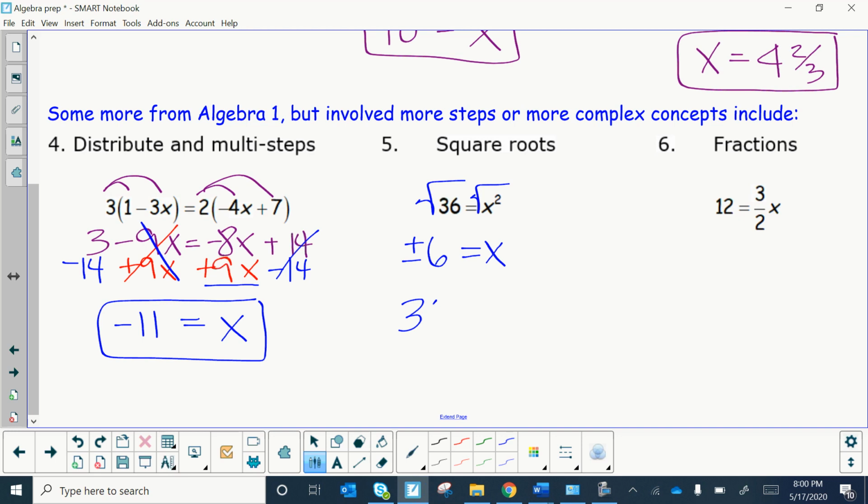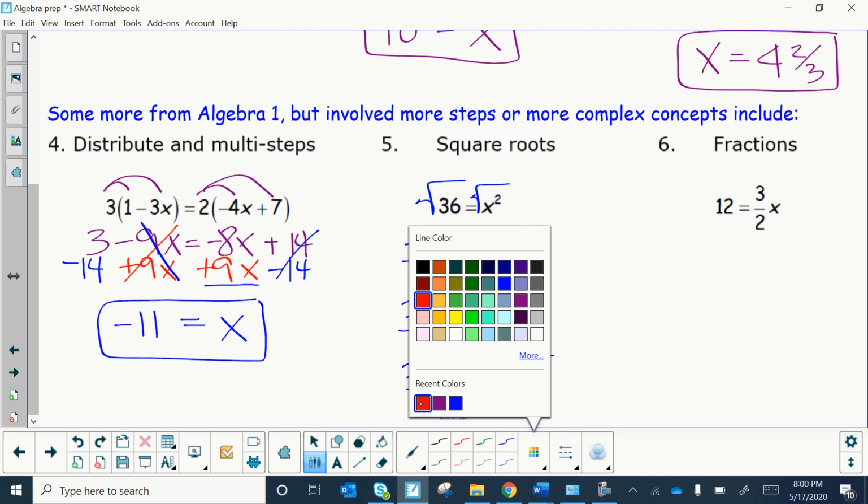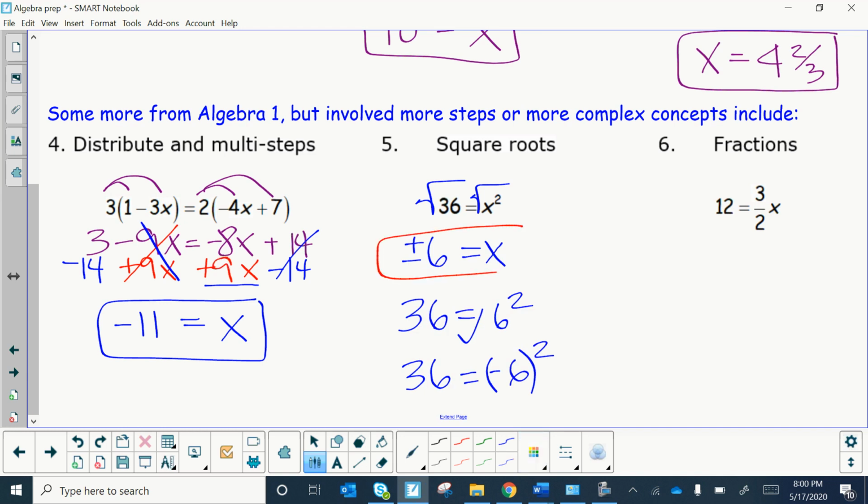Because if I were to substitute that back in, okay, a positive 6 squared, that equals 36, right? But what if I were to substitute in a negative 6 and square it? What is negative 6 squared? It's still positive 36. So one thing that we're going to work on in this little lesson is we're going to work with the positive and negative answer when we square root, okay? So positive and negative.